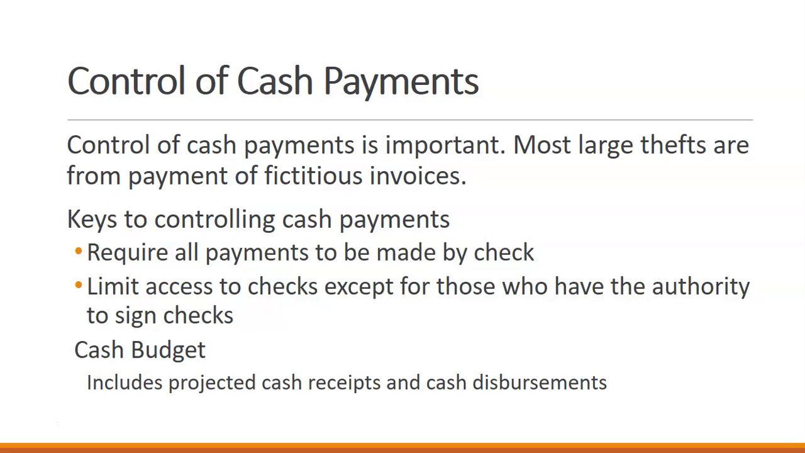We would also make a cash budget, which would project our cash receipts and cash disbursements so that we can check our cash payments against those projected cash disbursements and make sure that we're not making cash payments that we didn't plan on or have in our record book somewhere.